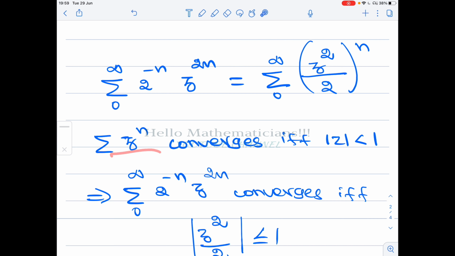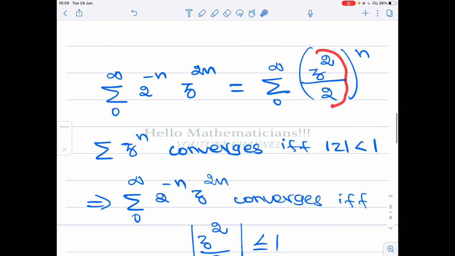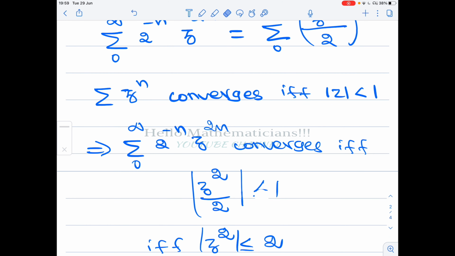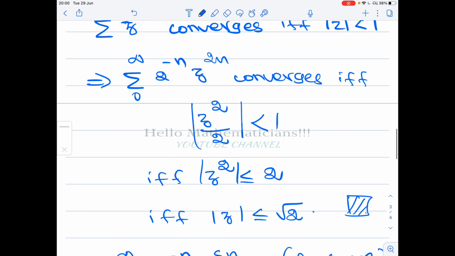This implies that this power series converges if and only if modulus of z is less than 1. So whatever comes here, its modulus should be less than 1. So in our case, this comes in place of z. So its modulus should be less than or equal to 1. Sorry, this should be less than 1, strictly less than 1. Okay, and strictly less than 1.